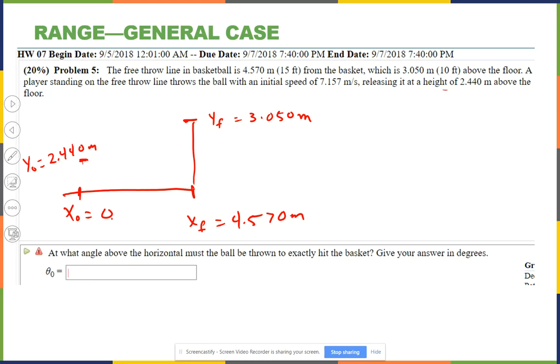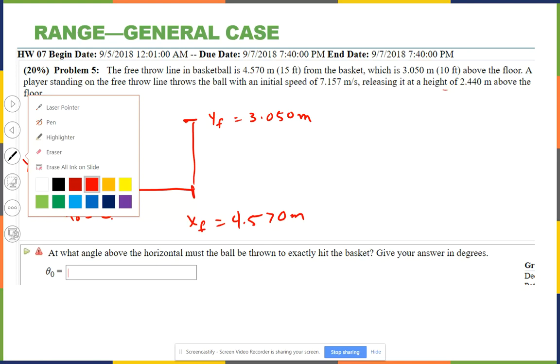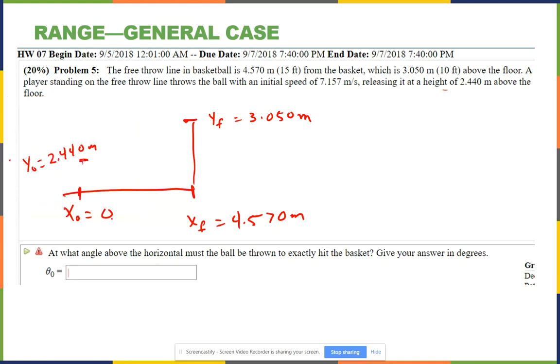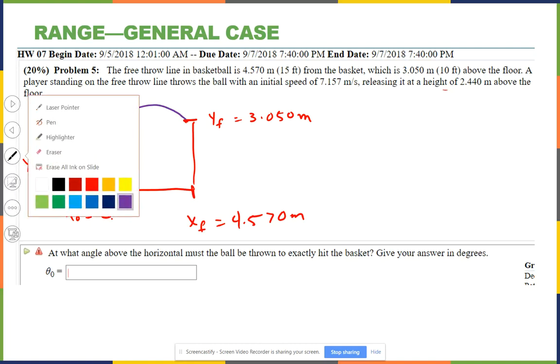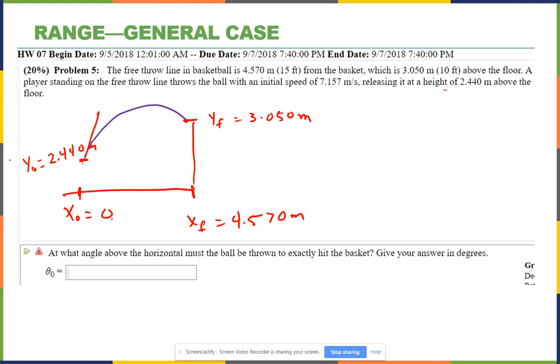I want to change the color of my pen. I'm just worried that I'm going to screw everything up by messing with these things. So the trajectory is going to be going something like this. And we have the final variable. So there I've written out all of my variables. And I am asked, what angle does he have to shoot at to make it in?